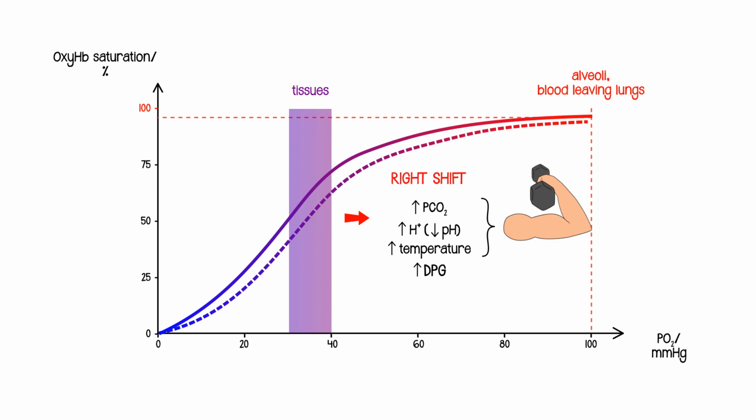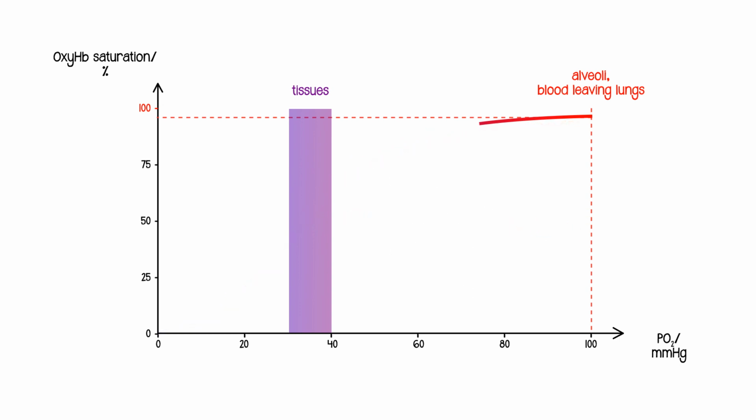The significance of this is that you get increased offloading at the tissues. So if you imagine you're in the lung, becoming oxygenated, you're at about 100 millimeters of mercury on the x-axis, you're towards the right-hand side of the x-axis, and your haemoglobin is about 100% saturated. Now, if you then move to the tissues and there was no right shift, if you take the partial pressure down to tissue partial pressure values, you get a certain amount of oxygen offloaded.